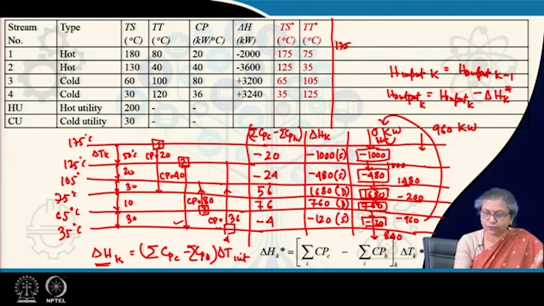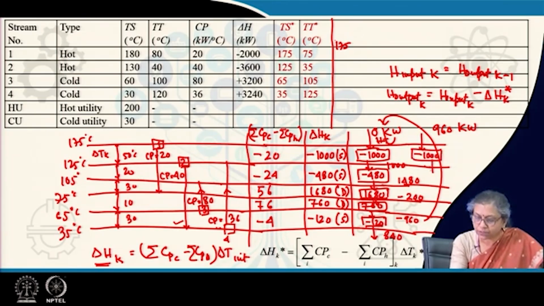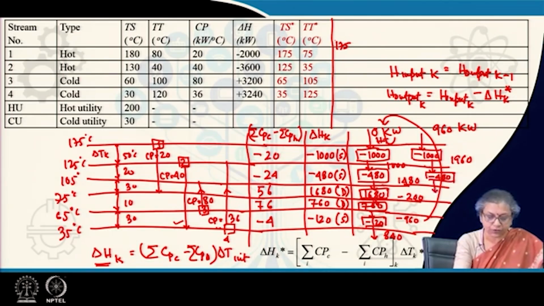Now what happens when I introduce this? Again this is the same thing, this is minus 1000. So from here, what comes down? 1960 kilowatt of heat comes down. Along with that, what is the heat which is coming down from this cascade? It is 2440 amount of heat. This, along with 1680, what comes down from this particular cascade? 760 amount of heat.